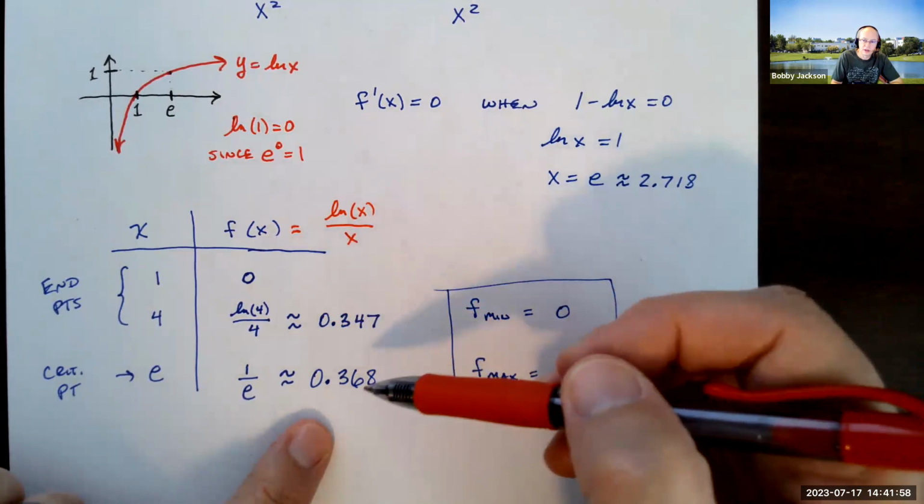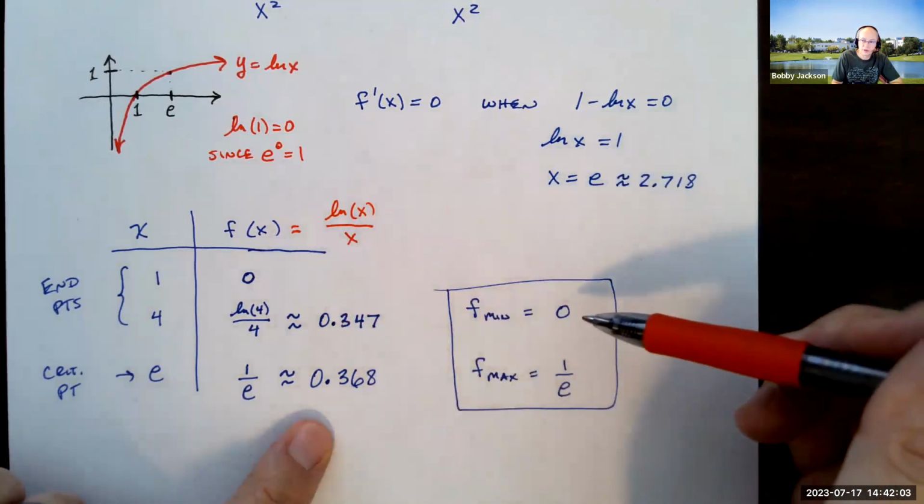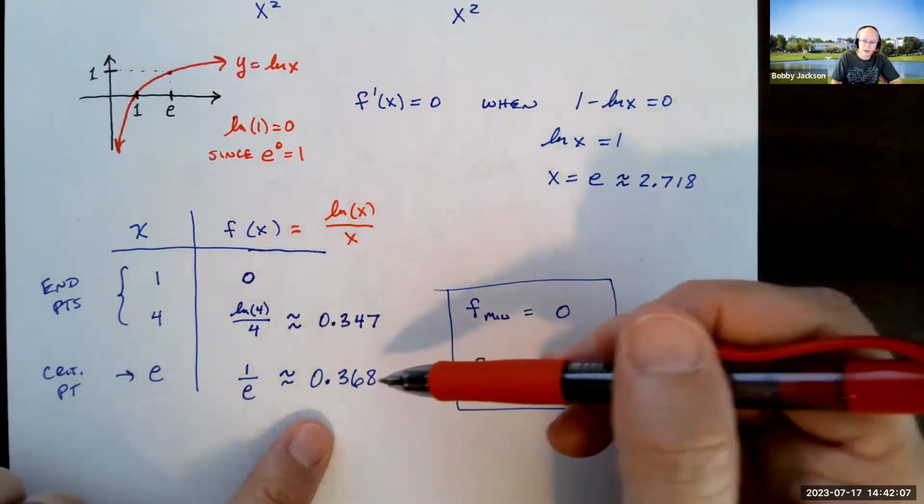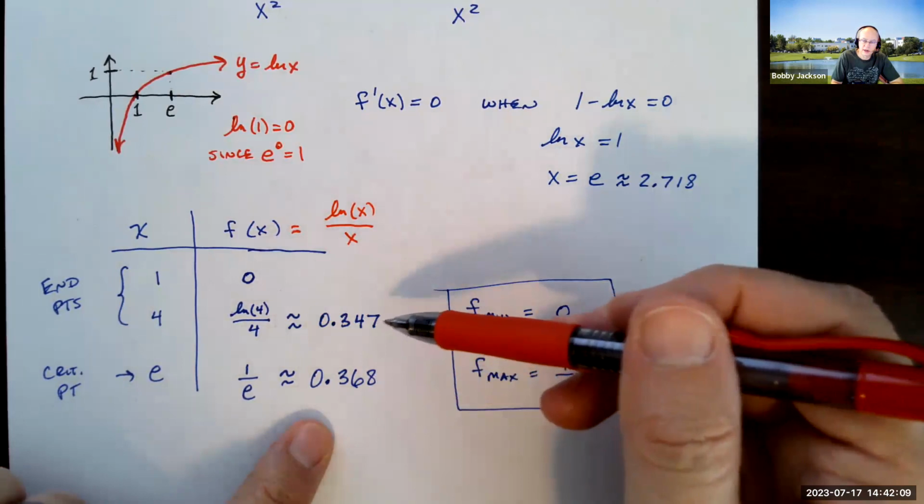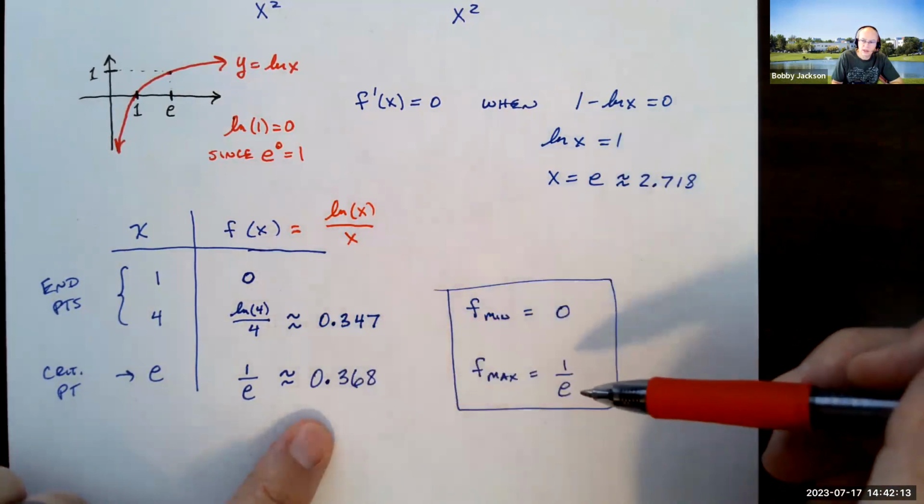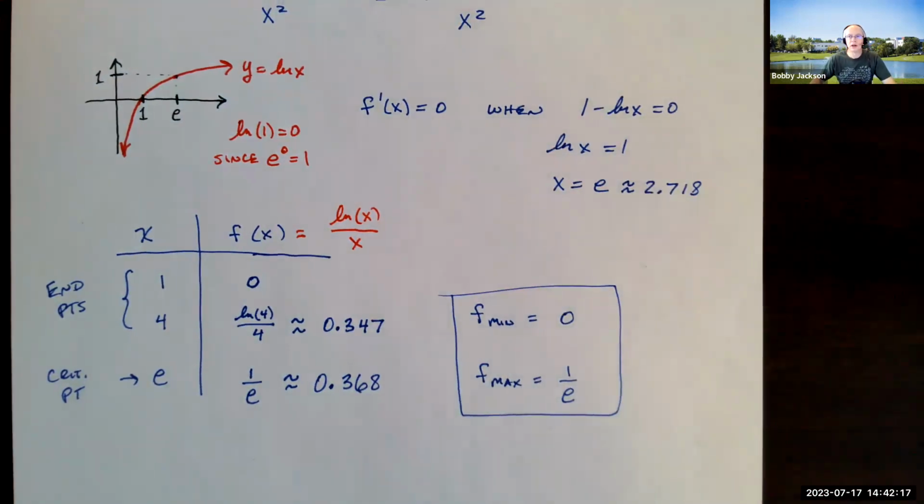So what is the smallest value? What's the minimum? The smallest value is 0. So our minimum is 0. What's the largest value? Well, by just a little bit, this 1 over e is larger than the value at 4. So 1 over e is our maximum value. And so that's how we solve this problem. I hope this is helpful.